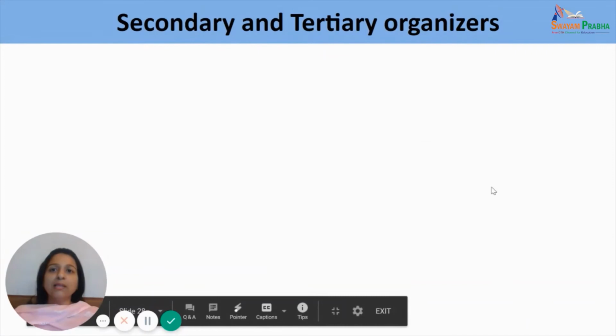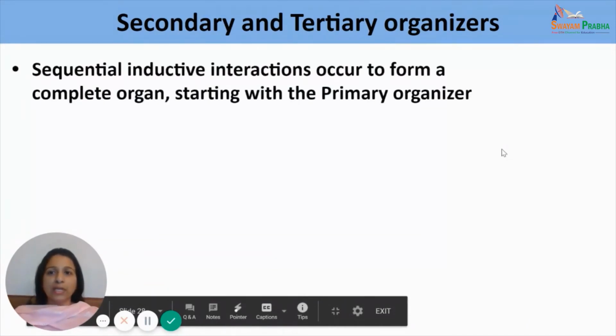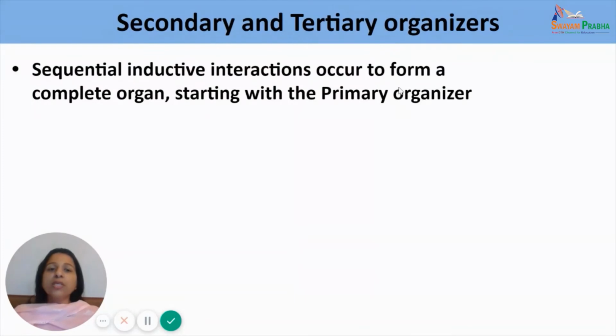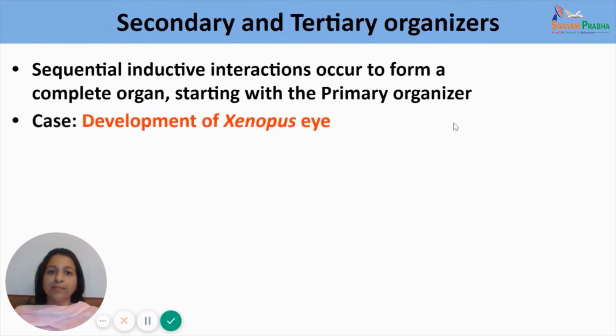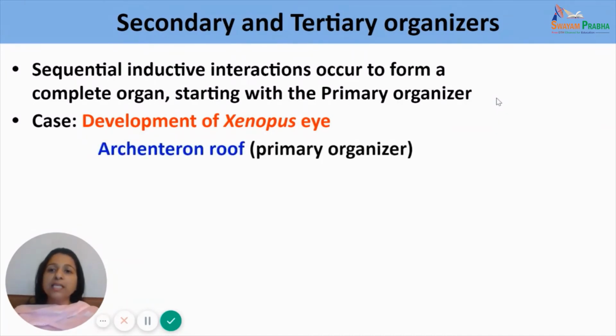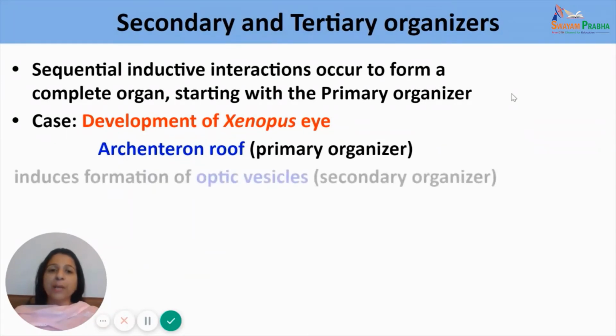Now let us understand the concept of secondary and tertiary organizers. There is not a single step of embryonic induction, but it is actually a cascade of events occurring. Thus, there are sequential inductive interactions going on which help in the formation of a complete organ. And this interaction process starts with the primary organizer. For example, in the development of the Xenopus eye, the cells present in the archenteron roof act as the primary organizer. They induce the formation of optic vesicles in the brain.